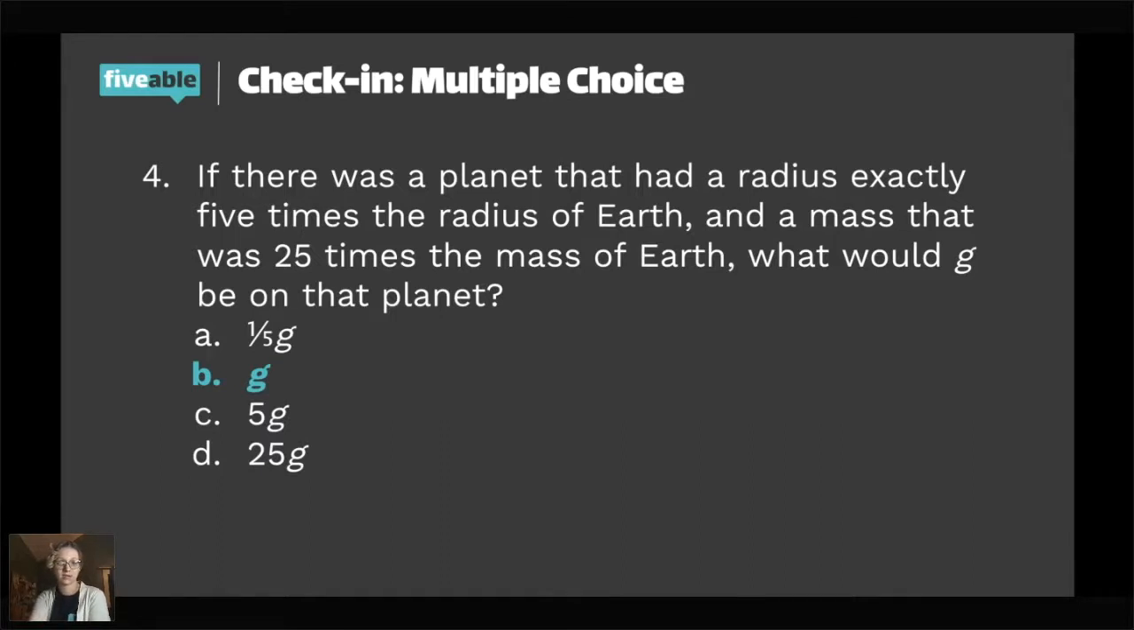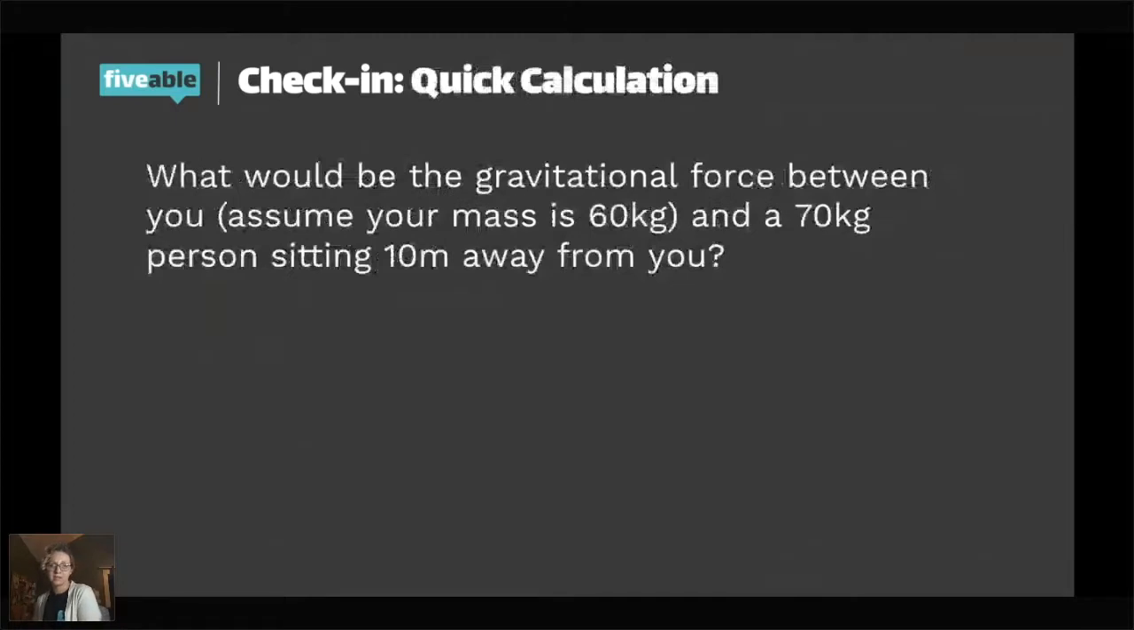Okay, so the next one is a fairly simple calculation, and also kind of just making a point about the gravitational force. What would be the gravitational force between you, if we assume your mass is a fairly average 60 kilograms, and a 70 kilogram person who is sitting 10 meters away from you? So 2 people sitting 10 meters apart, both fairly average masses, I should say, now that I've just made that mistake: 60 kilograms and 70 kilograms.